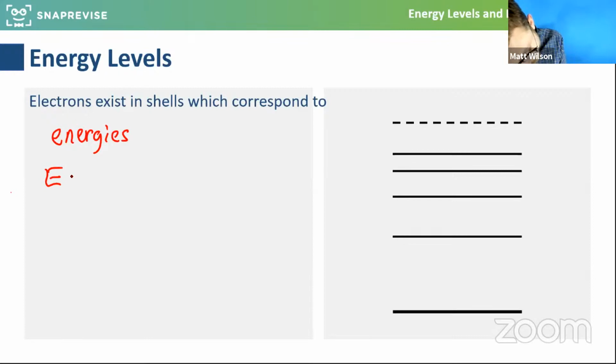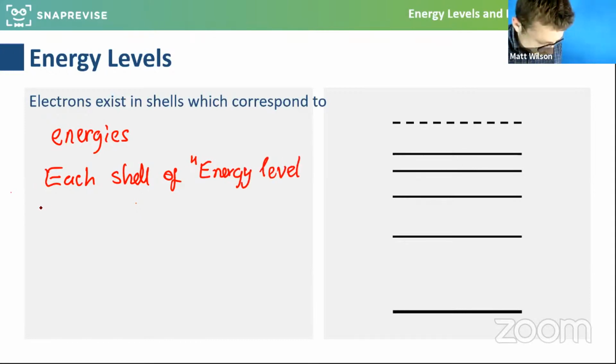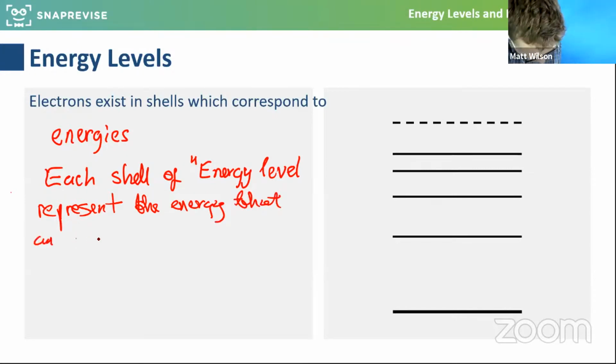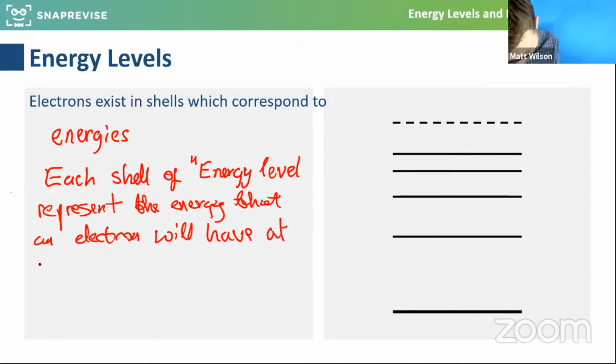Each shell or energy level represents the energy that an electron will have at that level or shell. So let me just put energy level in quotes there.